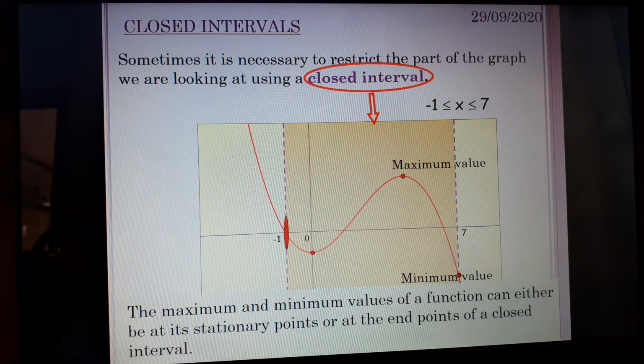Okay, right, so the maximum and the minimum values of a function can either be at the turning points, which we call the stationary points, or at the end points of a closed interval. Now that's just to explain how we do this, so let me show you with an example.